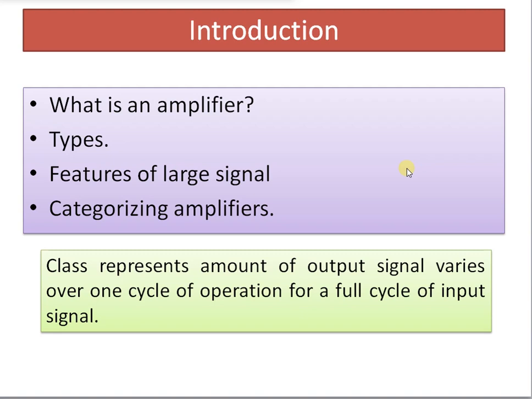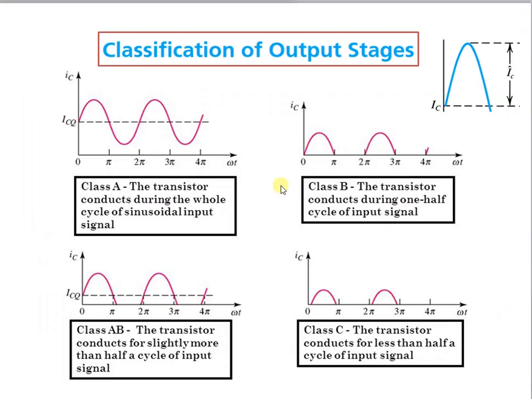One method to categorize amplifiers is by class, and class represents the amount the output signal varies over one cycle of operation for a full cycle of input signal. So we can classify the power amplifiers based on the quiescent point on the DC load line as class A, class B, class AB, class C, and there is another class of power amplifiers called class D amplifiers, which is designed to operate with digital or pulse type signals.